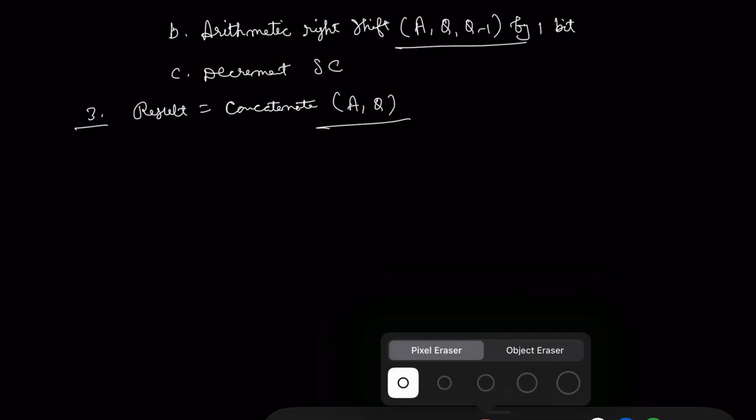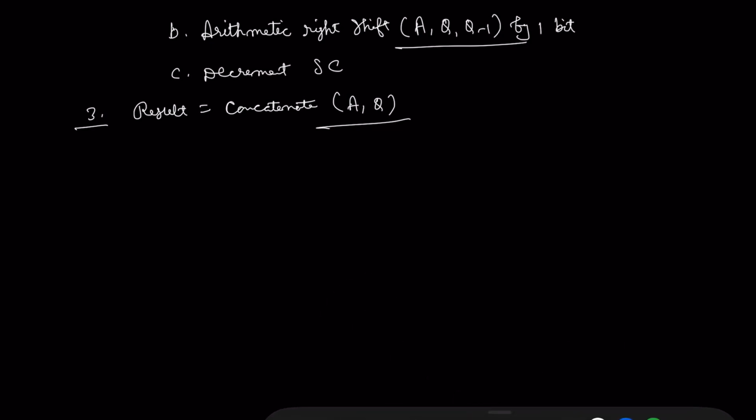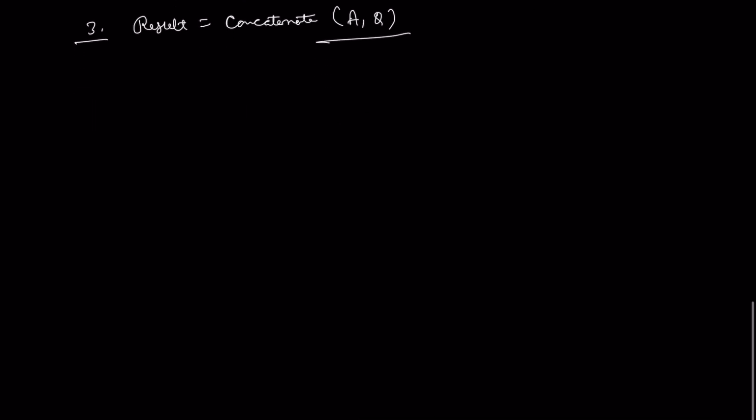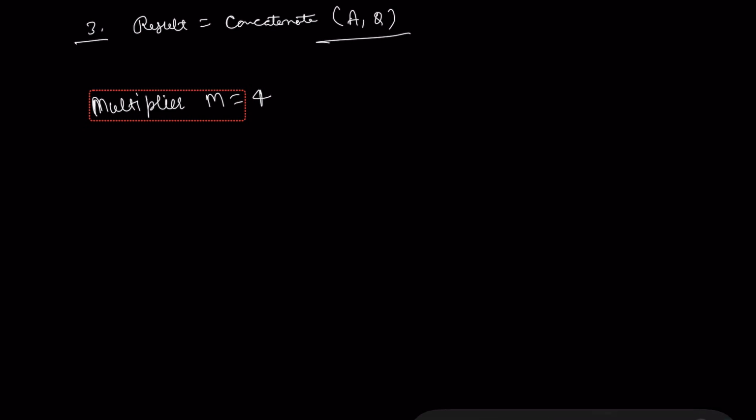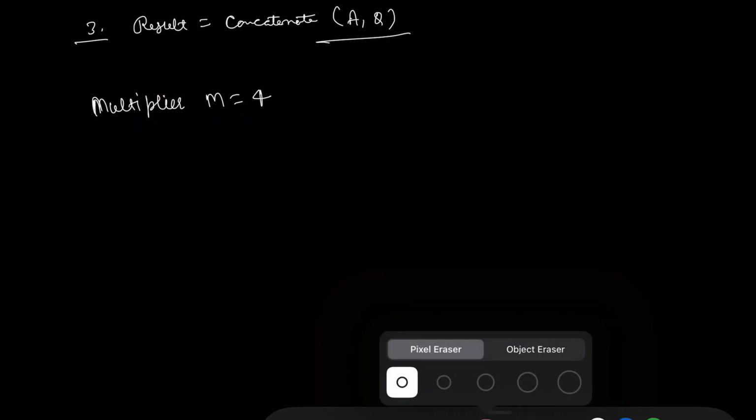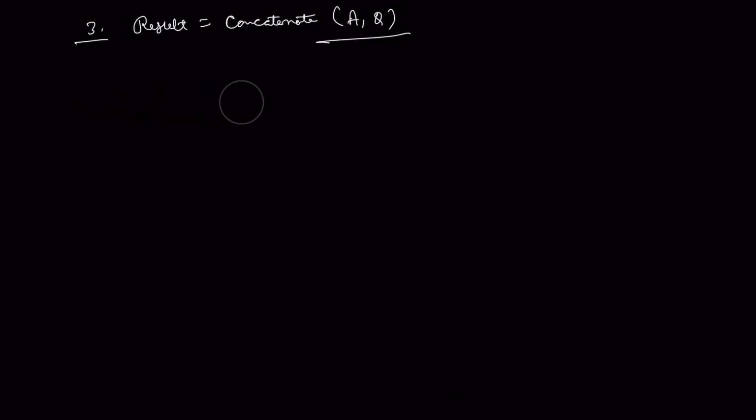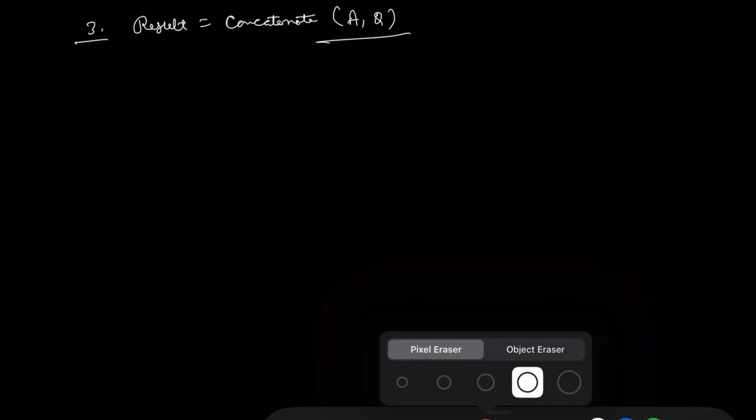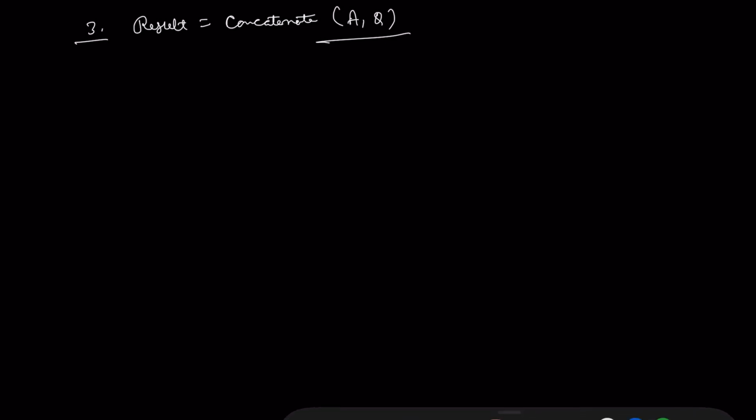Just see one example, then we will understand better. So I take multiplicand M equal to 4. At first we take the multiplicand. We will write it down properly.